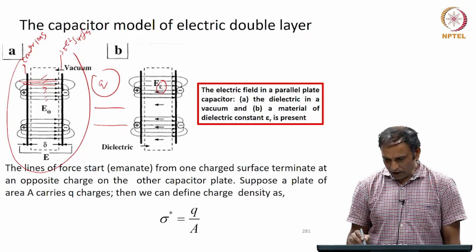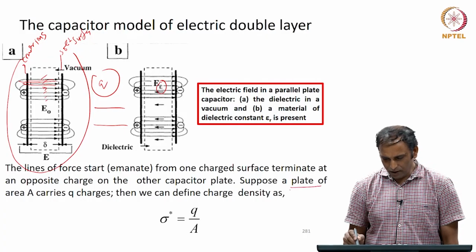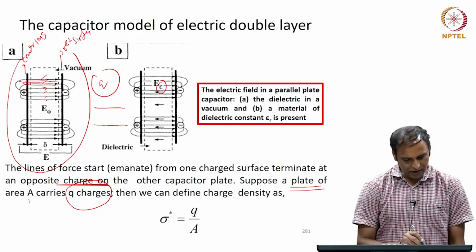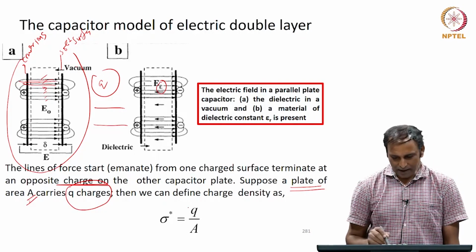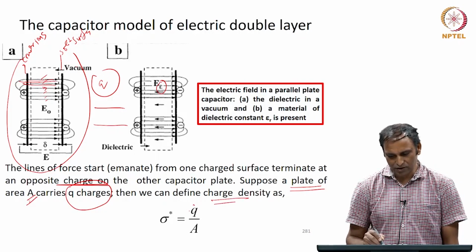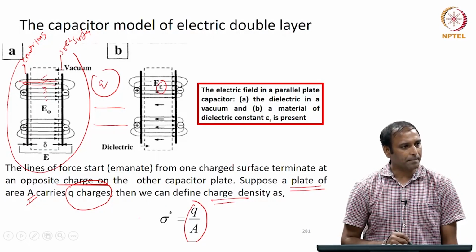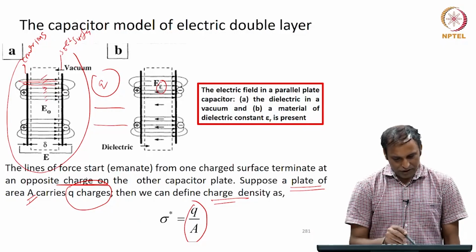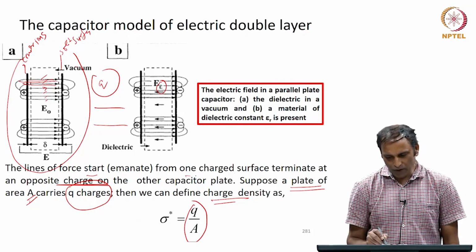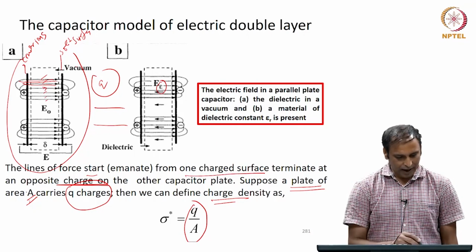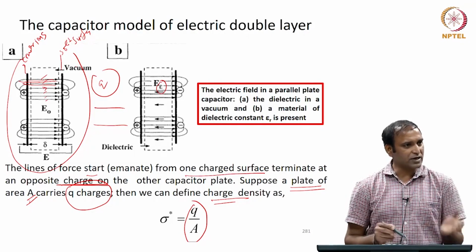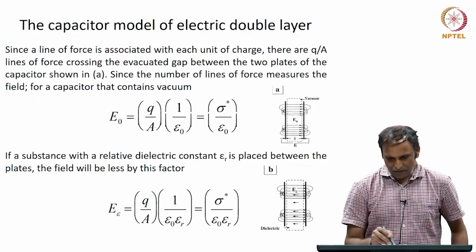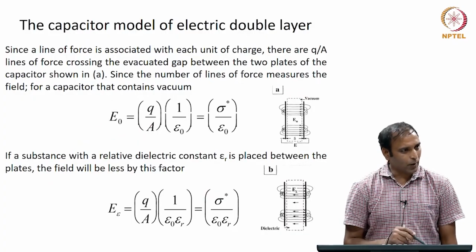Now, if the plate carries a charge Q, and if the area of the plate is A, then I can define the surface charge density, which is Q divided by A. The lines of force that you see start from one charged surface and terminate at the place which has the opposite charge. We derived this a while ago.